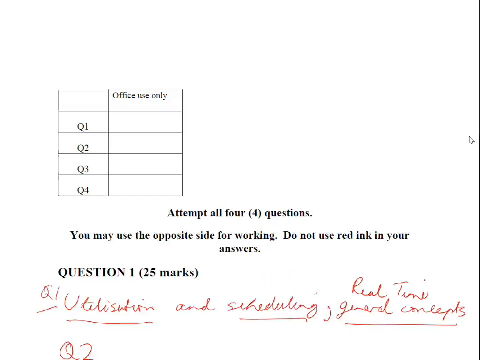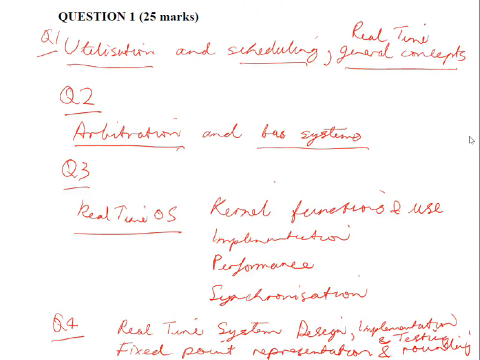Right, so there are 4 questions. You need to do all 4 questions, and you can do working on the opposite side. Don't write in red like I've done here. Okay, so what I've done is just summarise what's covered in each question. Not particularly helpful really, but some people like to see this.